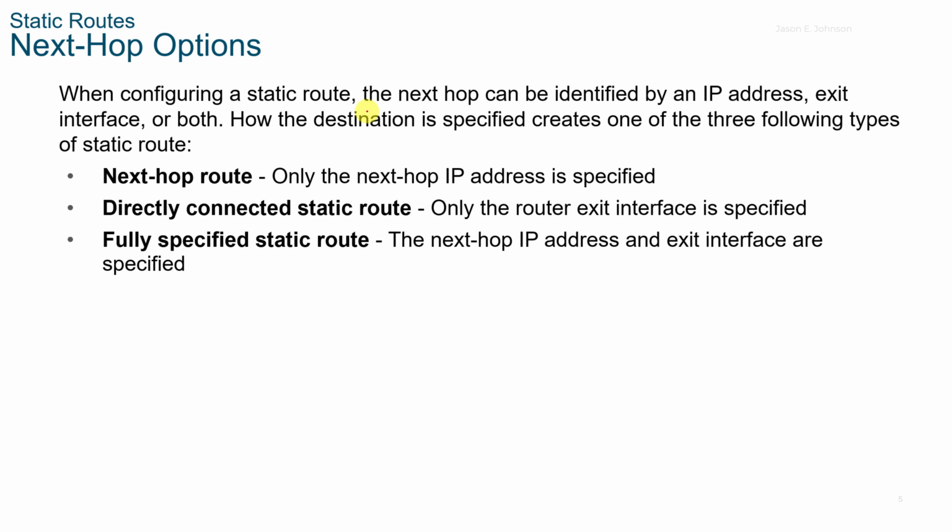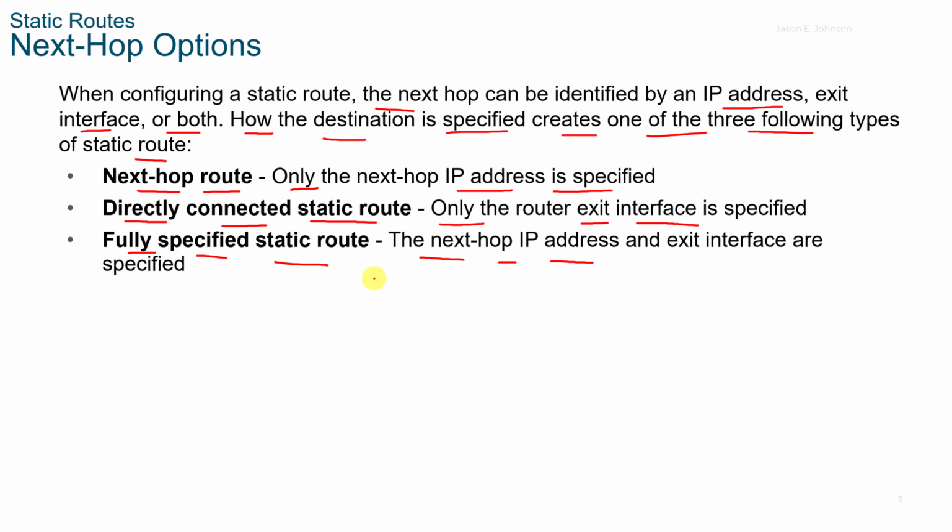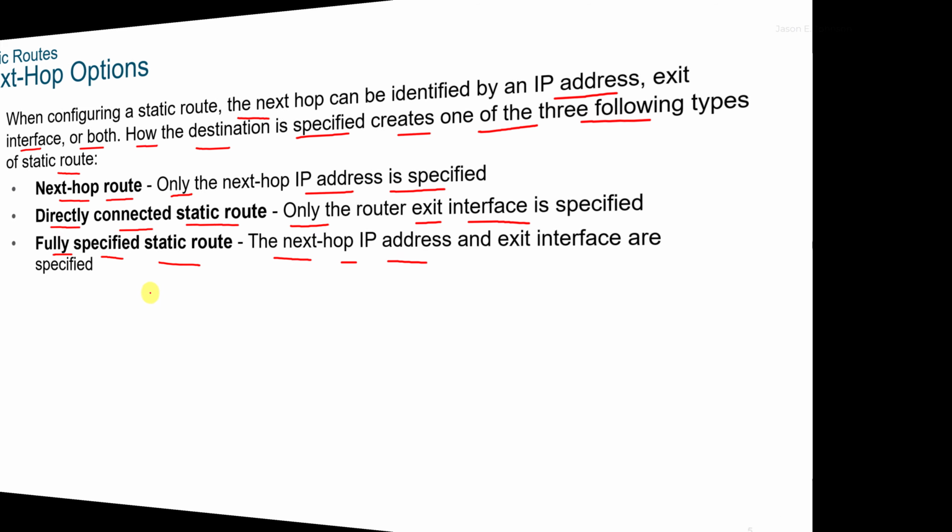When configuring a static route, the next hop can be identified by an IP address, exit interface, or both. How the destination is specified creates one of the three following types of static route: next hop route, meaning only the next hop IP address is specified; directly connected static route, meaning only the router exit interface is specified; and fully specified static route, meaning the next hop IP address and exit interface are specified.